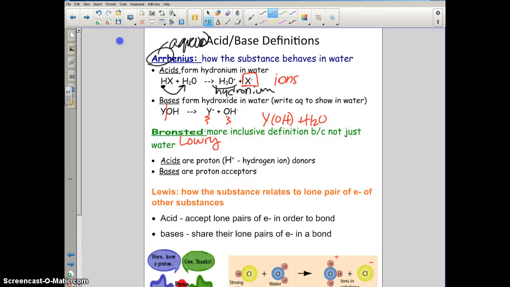So they made a more generic definition that wasn't so specific to how they behaved in water. And they said that acids are proton donors. So I've got proton and then I've got hydrogen ion. Well, how can I call a hydrogen ion a proton and vice versa? How are they the same?